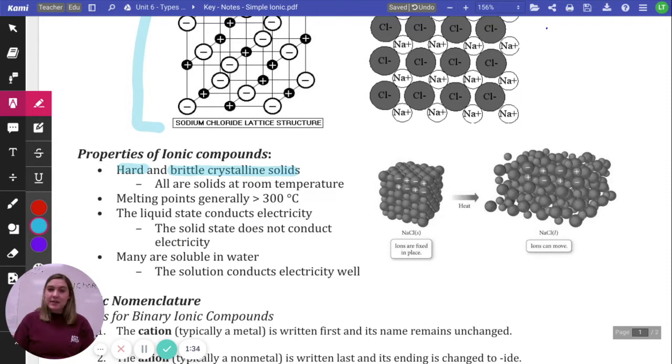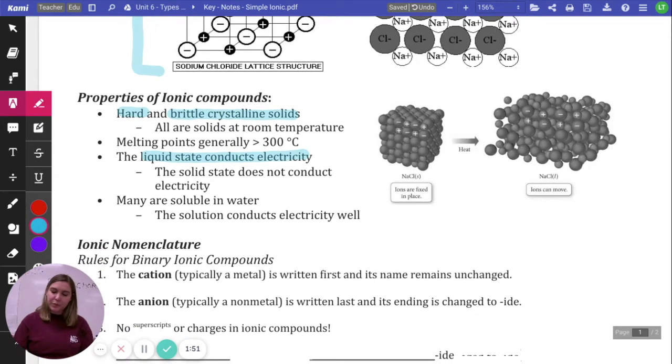Their melting points, going from a solid to a liquid, are generally greater than 300 degrees Celsius, so they have really high melting points. The liquid state would conduct electricity. So liquid conducts electricity, but solid state does not conduct electricity.